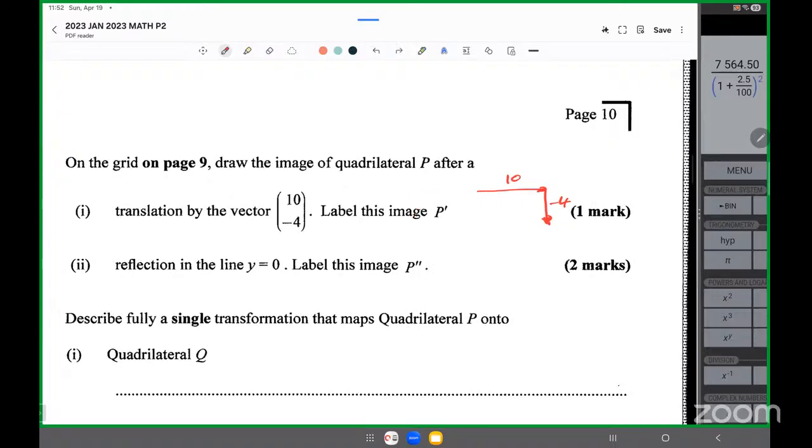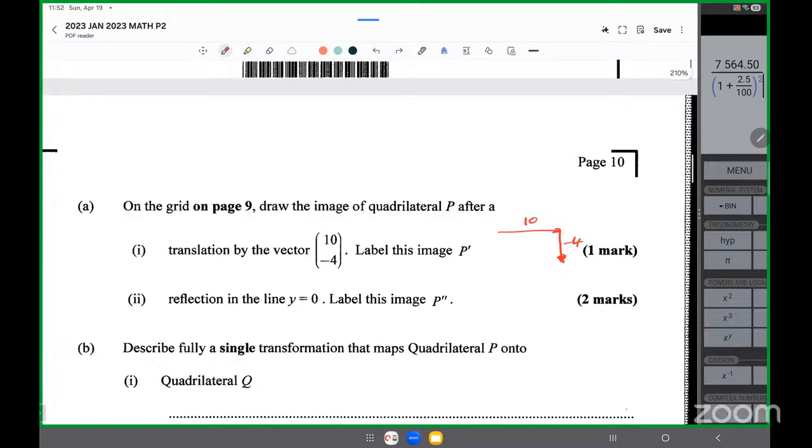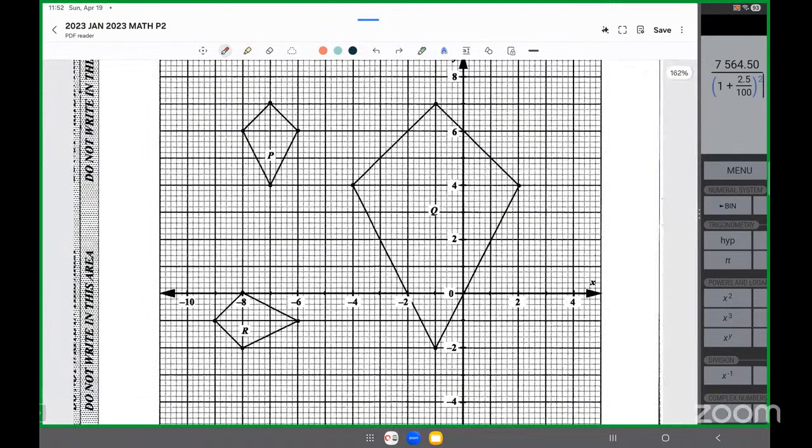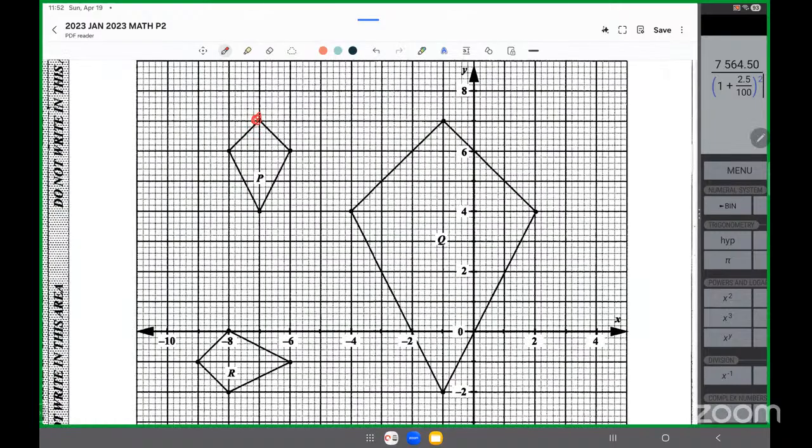All right, so let's do 10 to the right, 4 down. We can just move 1 point and draw the same shape around that point, because translation doesn't change anything on the object. It's the same, it just changes its position. So we're going to move this point 10 to the right. You must always check the grid to see if each square is 1 unit. Yes, it is. And vertically, it's 1 unit too. Yes, it is.